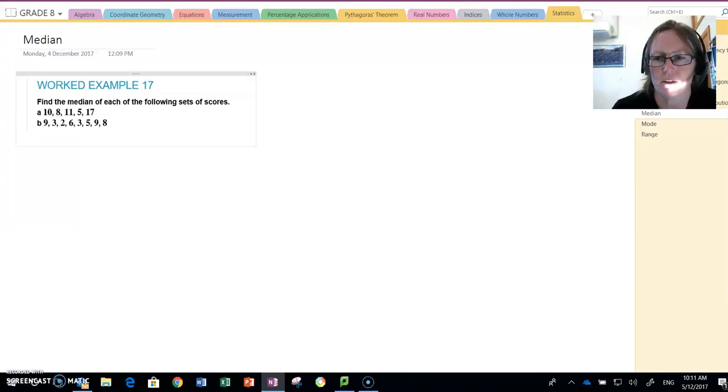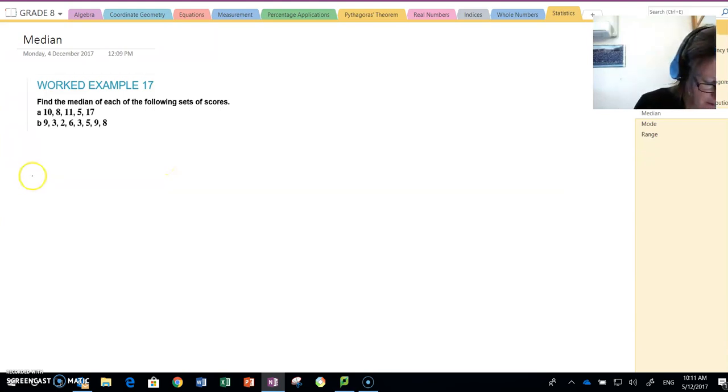The second measure of centre that we're going to look at is the median. The median is the middle score. It's really, really important that to do the median, we put the scores in order. I'm going to show you two methods.